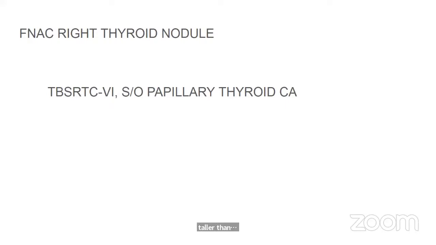It's given in ATA guidelines. So what are the features suggestive of malignancy, Ginny? A solid hypoechoic nodule with an irregular, lobulated or infiltrative border, with microcalcification or peripheral rim calcification, taller than wide, and presence of extrathyroidal extension.